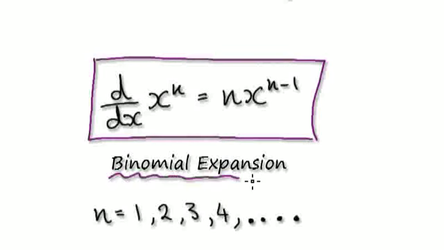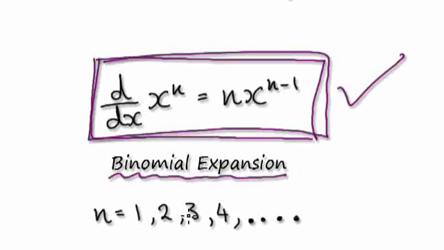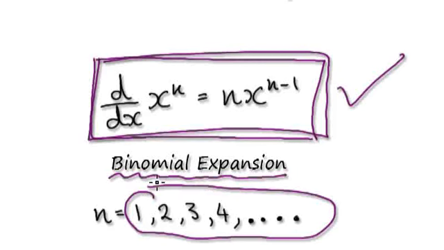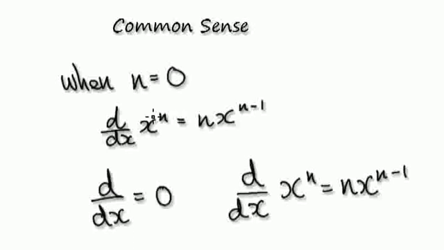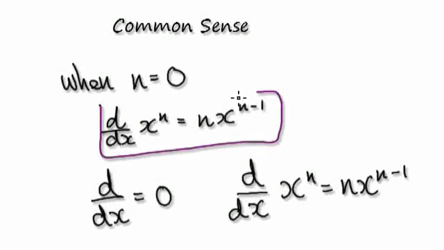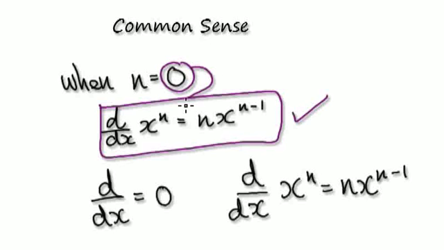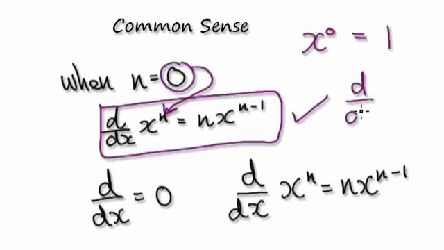So by using the binomial expansion, we prove that this power rule here works for when n is a positive whole number. Okay, and then by using a bit of common sense, even when n equals zero, the power rule here will still work. The power rule will still work even when n equals zero, because if you put zero into this n here, you will have x to the power 0, which is 1. But when you try and differentiate 1, that would give you 0.